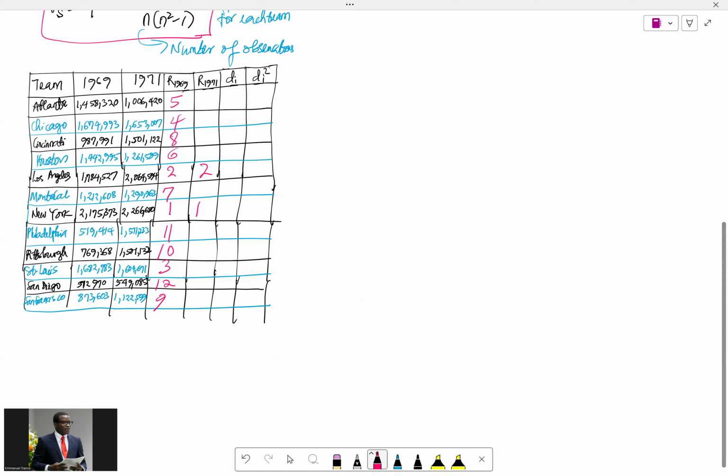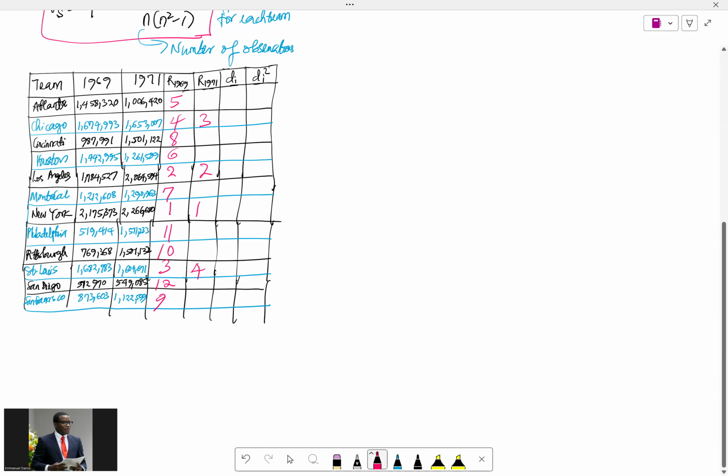Then number three seems to be Chicago, 1653. Then number four is St. Louis, 1604. Number five should be Philadelphia in this case, 1,511. Philadelphia is number five.